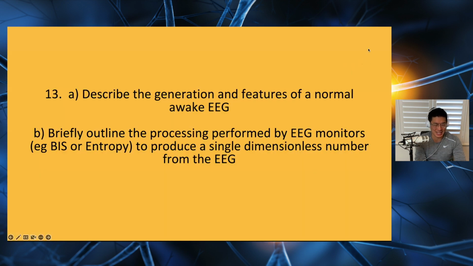All right, question 13. So 13A, describe the generation and features of a normal awake EEG. And then B, briefly outline the processing performed by EEG monitors, either BIS or entropy, to produce a single dimensionless number from the EEG.